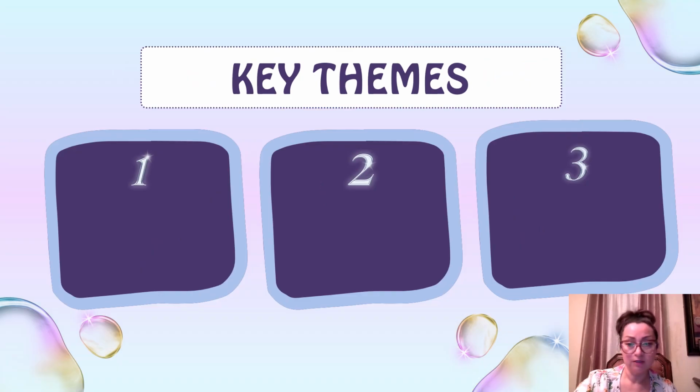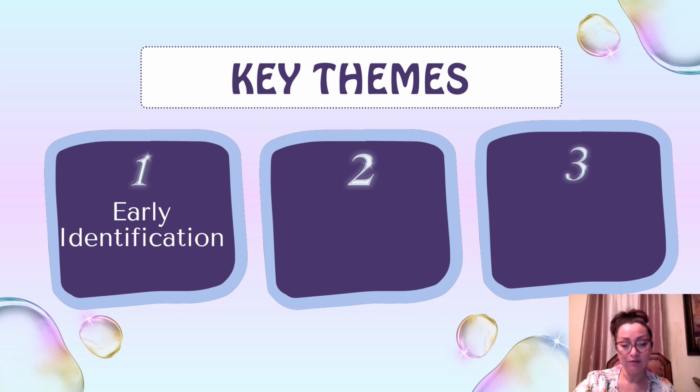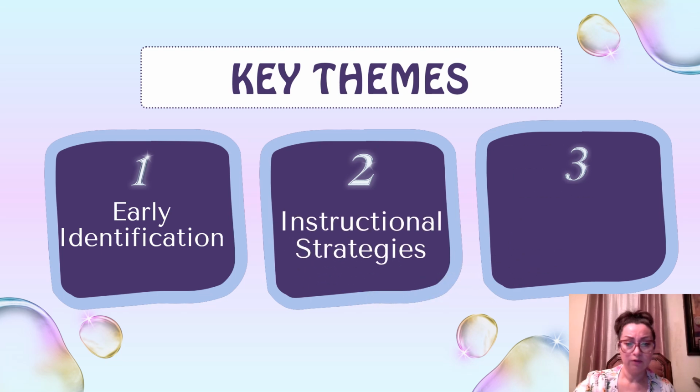So some of the key themes in this article are early identification. It stresses the importance of identifying dyslexia and DLD, which is developmental language disorder, and detecting it at an early age using evidence-based assessments. Another important key point made in this article was instructional strategies. This article explores the efficacy of targeted approaches such as phonics and structured literacy tailored to individual needs.